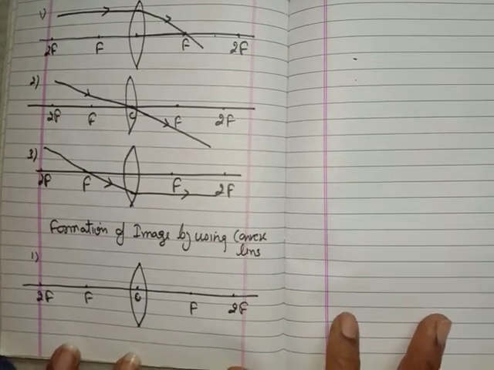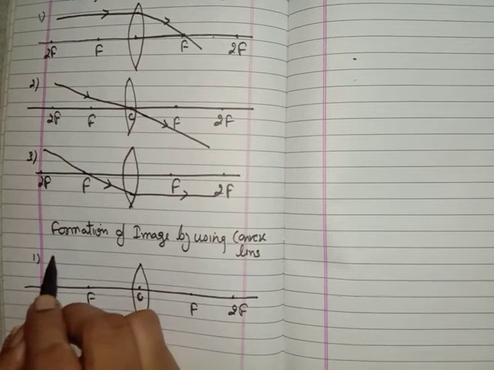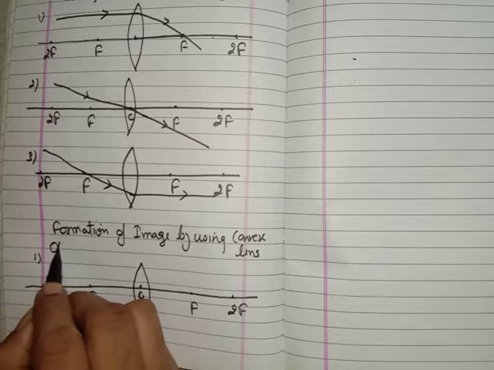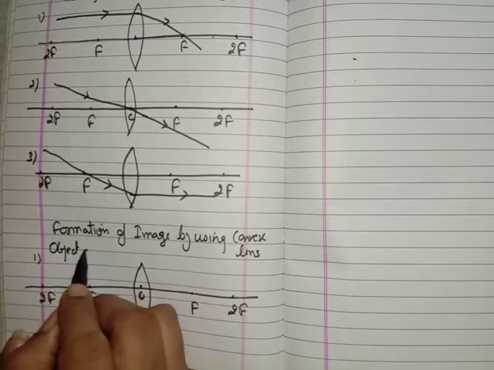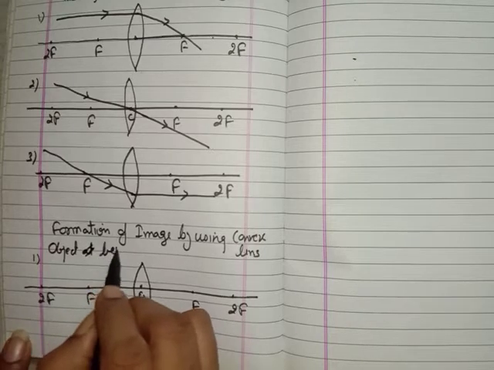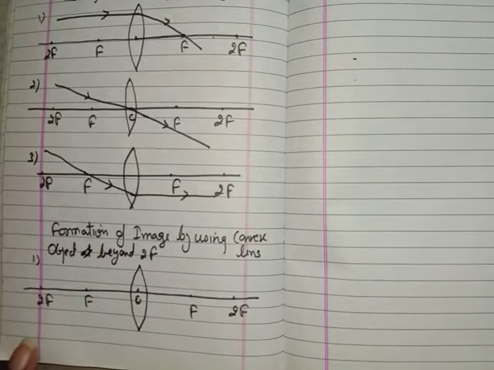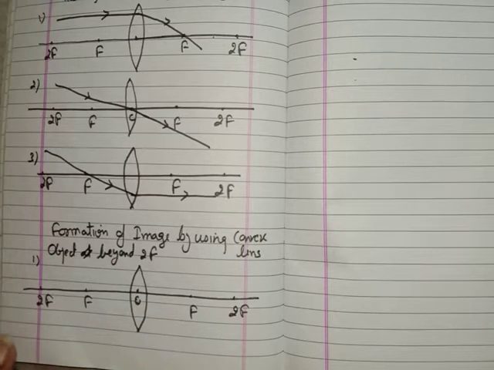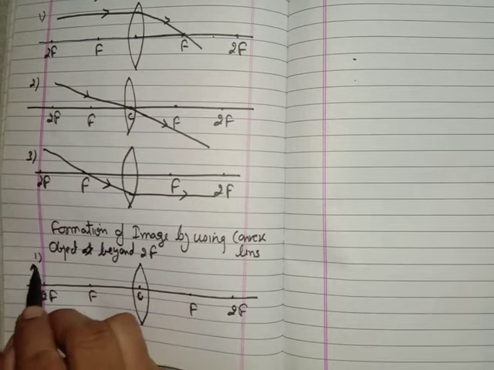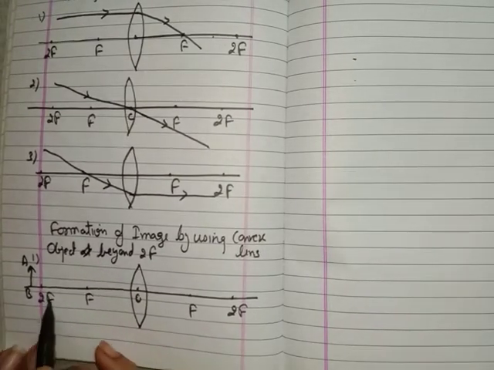Now the first condition is if we place the object beyond 2f. What will happen if we place the object beyond 2f? So this is the object, we can write it like AB. AB is the object.